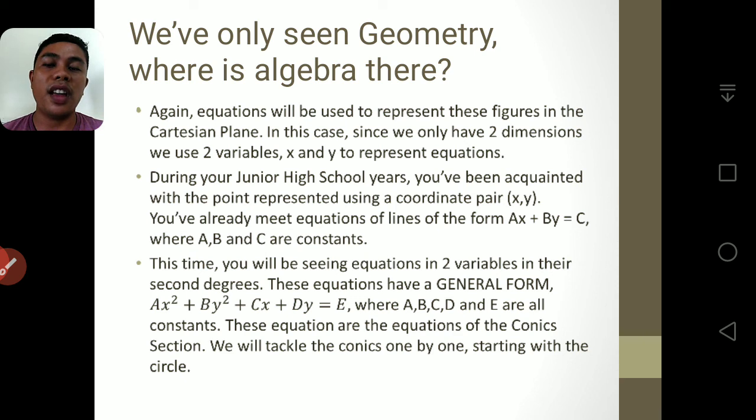So, when we have a second degree equation, we expect a curve. These equations have a general form ax squared plus by squared plus cx plus dy is equal to e, where a, b, c, d, and e are all constants. These equations are the equation of the conic section. We will tackle the conics one by one, starting with the circle.